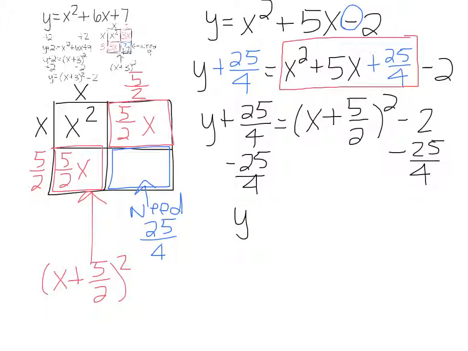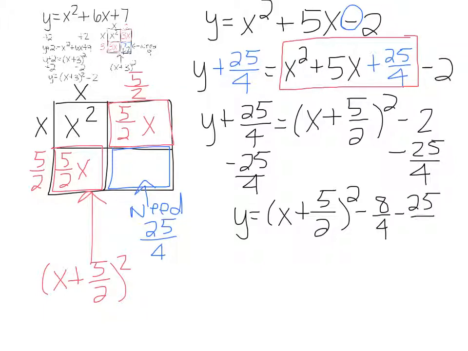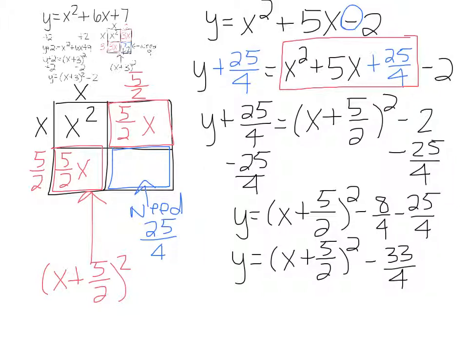So I have y is equal to (x plus 5 over 2) squared. I'm going to go ahead and write down this extra step. I would highly recommend you doing it too, so you get used to how you do this by getting that common denominator, and then do your last step as actually combining those two numbers together. Negative 8/4 minus 25/4 is a total of negative 33/4. So that means that your vertex would be at negative 5 halves, comma, negative 33/4.